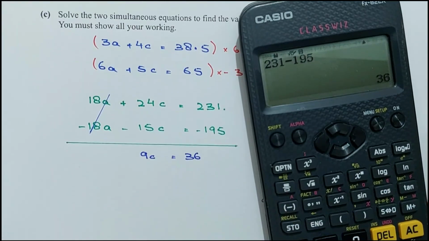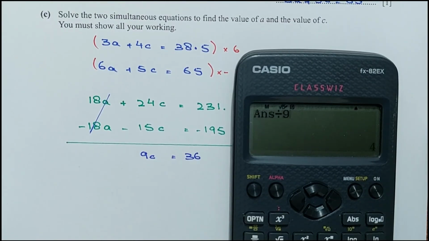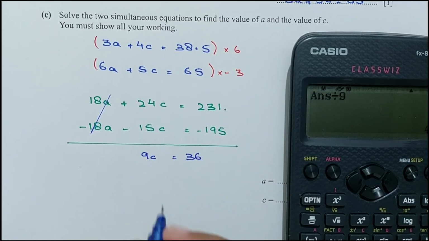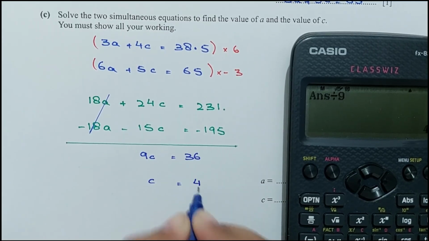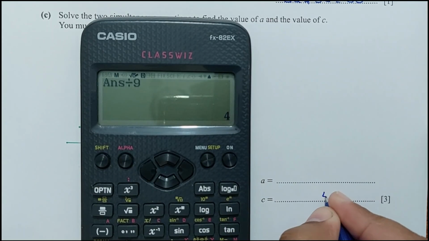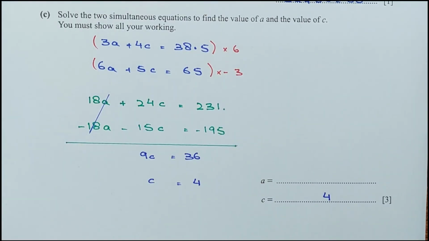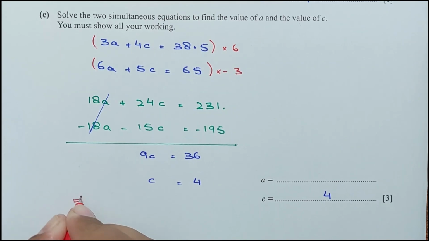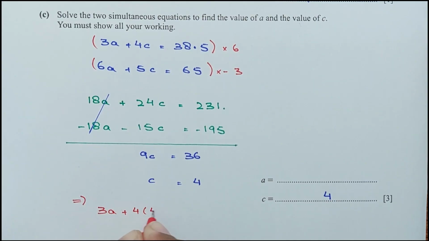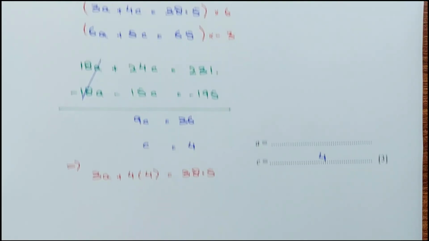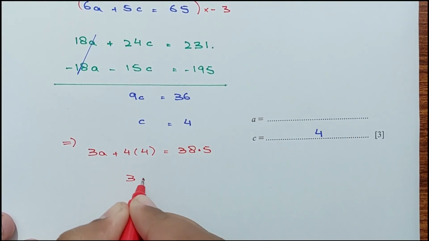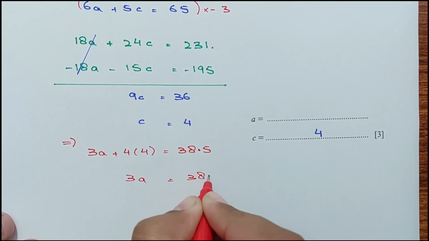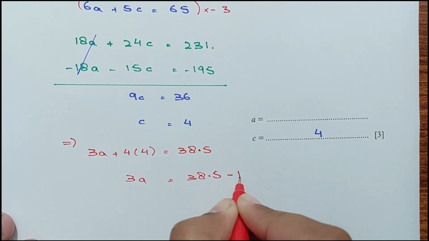36 divided by 9. The C value is 4. We got the C, which is 4. Now let me substitute the C value into the first or second equation to get the adult ticket cost. So substitute into the first, which is 3A plus 4 times C equals 38.5, right? So 3A equals 38.5 subtract 4 times 4, which is 16.